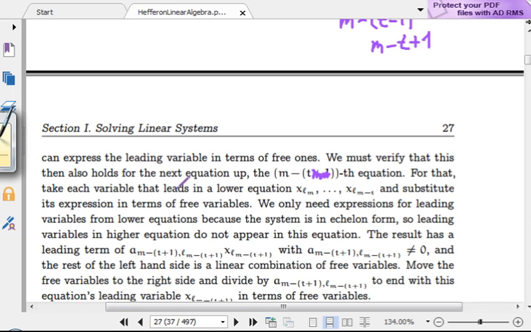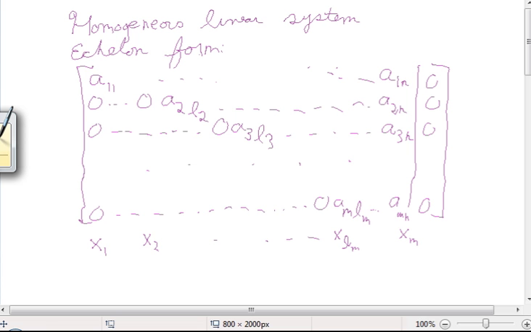Now for that, take each variable that leads in a lower equation: x_l_m, up to x_l_(m minus t). In other words, let me go back to my picture here. We're considering now the m minus tth row. So let me write that here. It's going to be somewhere in here. We'll have zeros up to here. Then we'll have a, m minus t, and this is L sub m minus t. And then I'm going to go to a, m minus t, n.